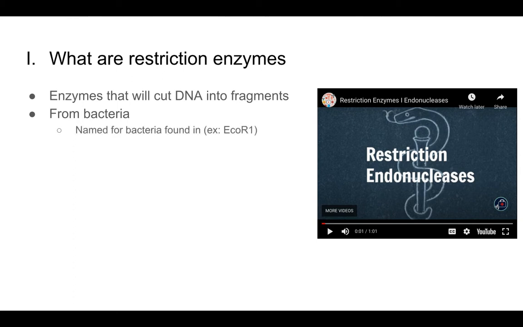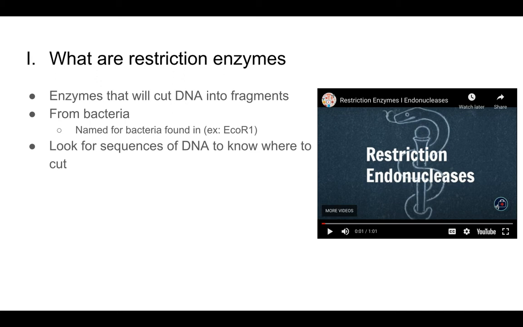Because they're found in bacterial cells, the restriction enzymes are named for the bacteria that they're found in. So one great example of a restriction enzyme that we see repeatedly is EcoR1, and that comes from naturally occurring E. coli.